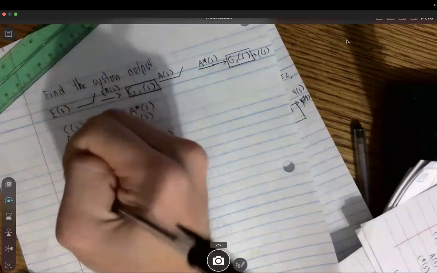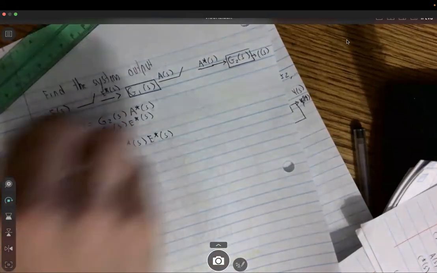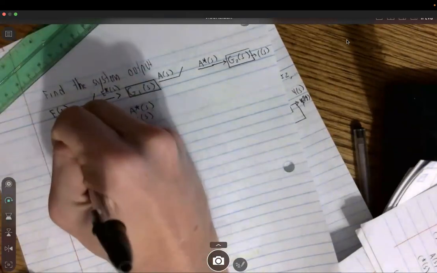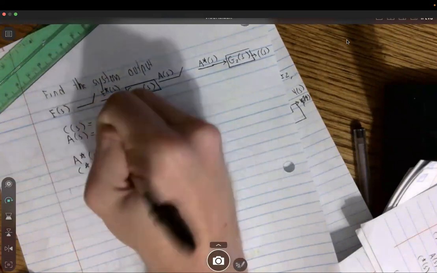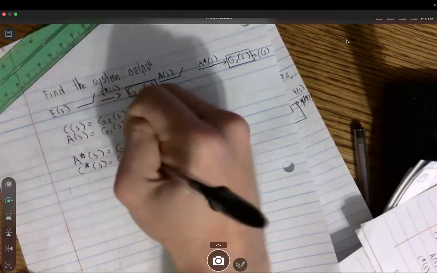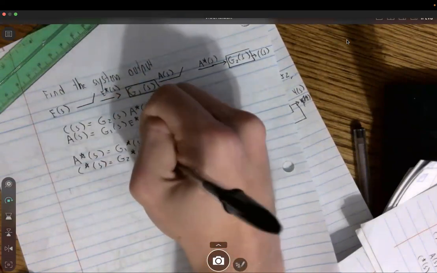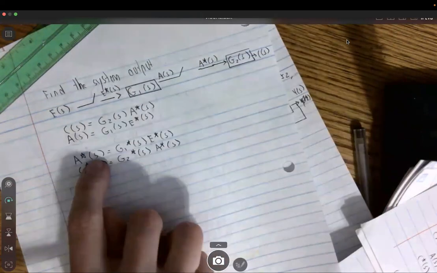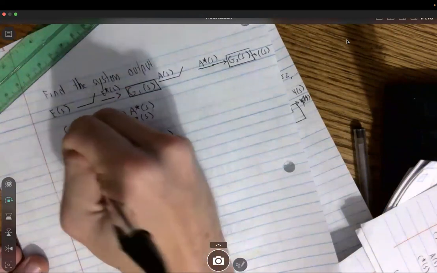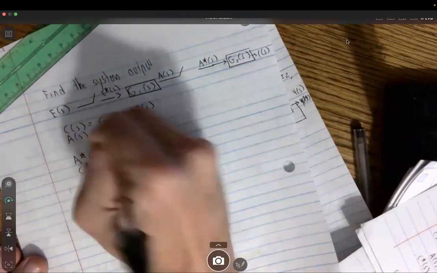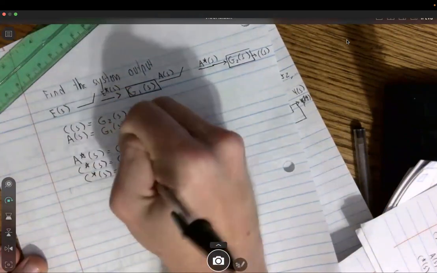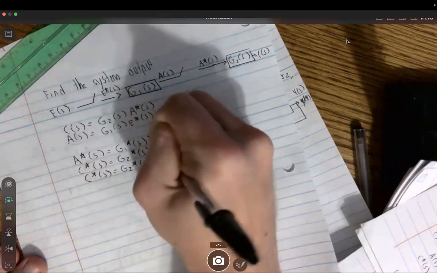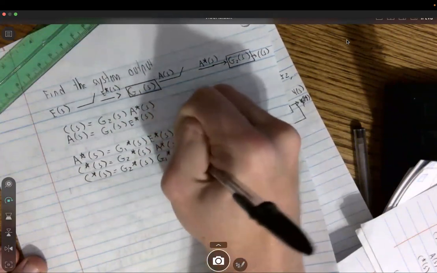Plugging that in for my C star of S, when I solve for C star of S, it's going to equal G2 star of S times A star of S. So taking the star transform of both sides and plugging in for my A star of S, I get C star of S equal to G2 star of S times G1 star of S times E star of S.